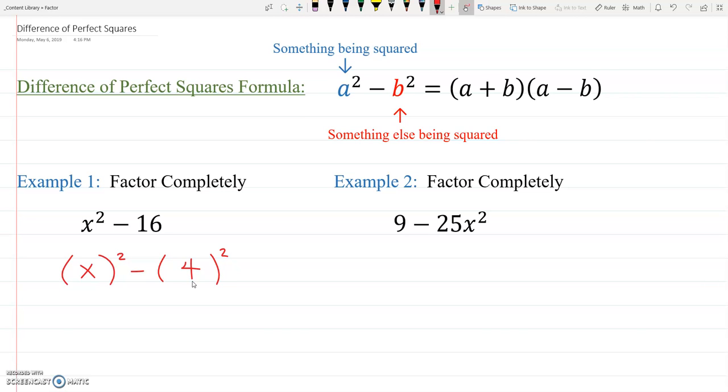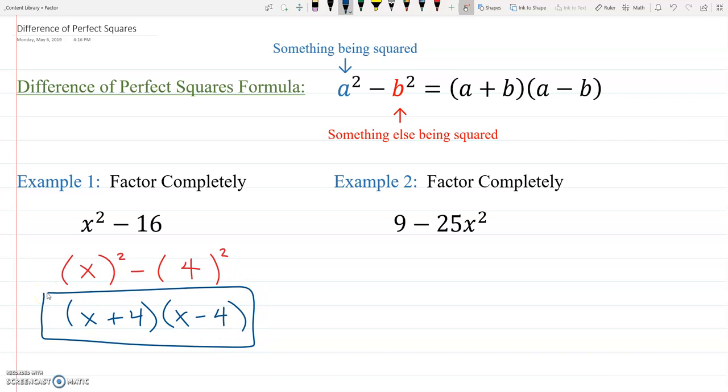And what I've just figured out is what's being squared and what's being squared. Up here in our formula, that's called a and b. First one's a, second one's b. All right? So my answer, what I do with a and b is this. I add them, and I subtract them. And I'm done.